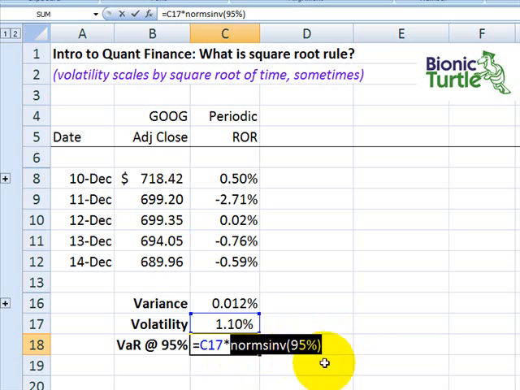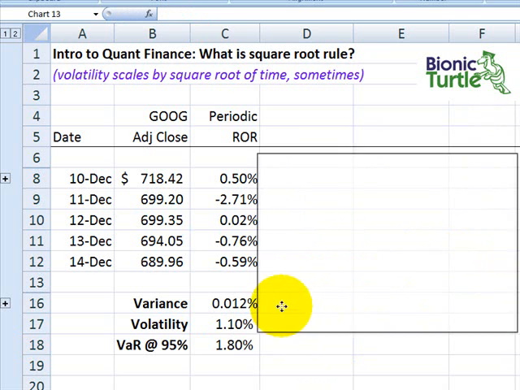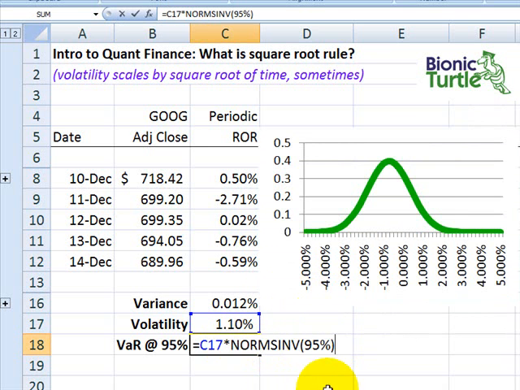If I put in 5%, because it's based on the symmetrical normal distribution, at 95% I'm going to get a value out here at about 1.645. If I put in 5%, I would get negative 1.645. So it would merely be a sign change, and I would really have the same VaR. So I'll hit enter, and I get value at risk at 95%. In this case, it is 1.8%, and again that's a daily value at risk for Google based on this assumption of volatility.